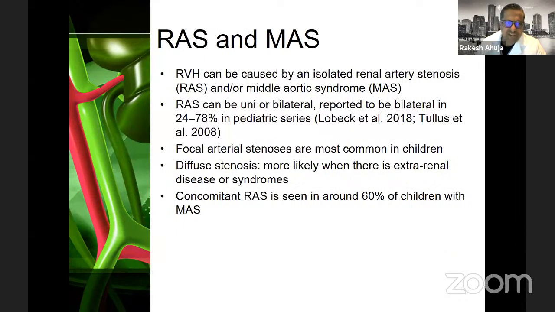As far as renal artery stenosis and mid-aortic syndrome are concerned, this can be isolated or together and could be unilateral or bilateral. They're reported to be bilateral in about 24 to 78% of pediatric series cases. And here's the reference to it. There can be focal arterial stenosis, and also multifocal and diffuse stenosis when there's likely extra-renal disease or syndromes. Concomitant renal artery stenosis is seen in about 60% of the children with mid-aortic syndrome.